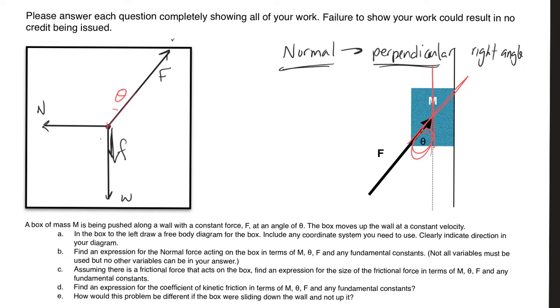I think that's a complete free body diagram. Are there any questions about it? Now, on the AP exam, you can't do anything else to it. You have to leave it there. On my exam, I will probably let you do work in that box. So let's go on to part B. Find an expression for the normal force acting on the box in terms of m, theta, f and any fundamental constants. I believe that you will have to do that kind of work on your test tomorrow.